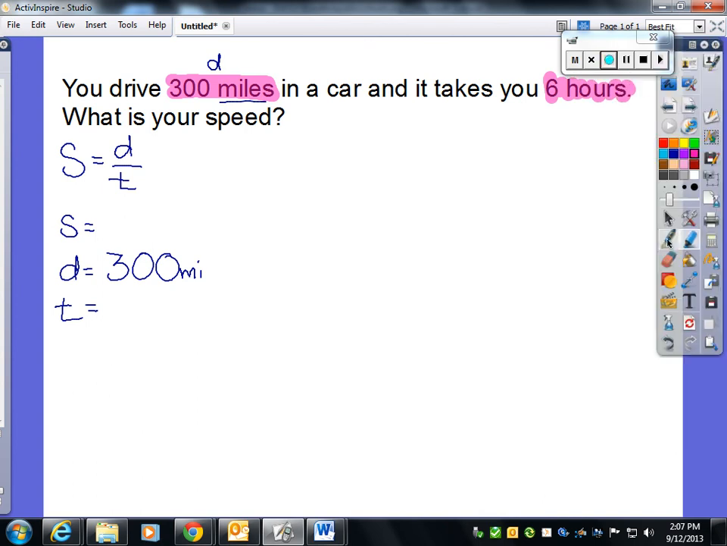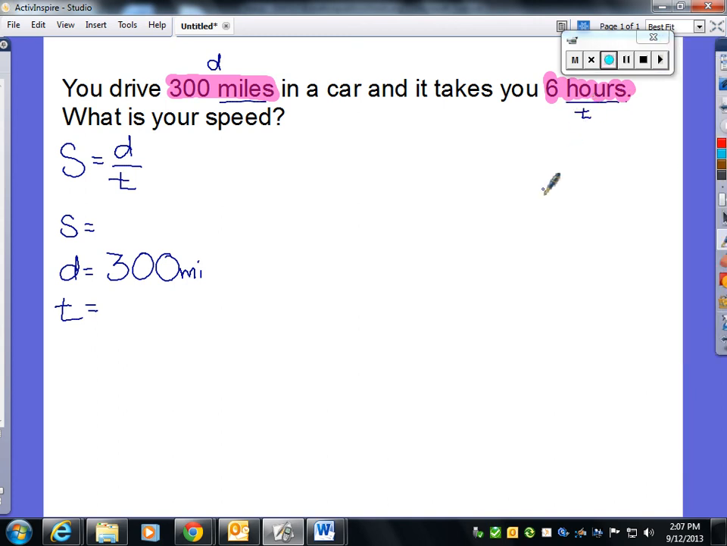I keep reading, and I get in a car, and it takes you 6 hours. Okay, so I see that, so I'm going to highlight that. Hours, I know, is a time measurement, so that's going to go down here under my time for 6 hours. And then what is your speed? Obviously that is going to become our question mark, or our unknown that we will solve for. We already have the formula right here.